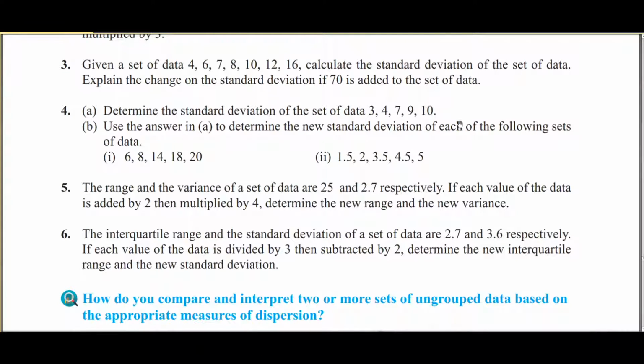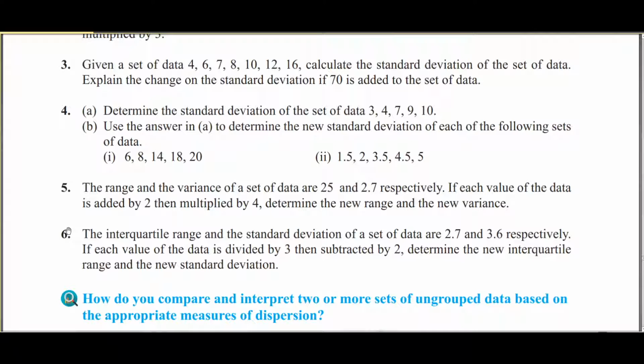And then number 4, this is the original data, and this is the new data, and we find that this one multiplied by 2 gets this one, and this one divided by 2 we get this one. Okay. And then number 5, combine the two conditions. The first condition is added by 2, after that multiplied by 4. We should know that when added or subtracted, there is no change, so we just carry the second condition only, multiplied by 4, so we multiply 25 by 4 and 27 by 4.